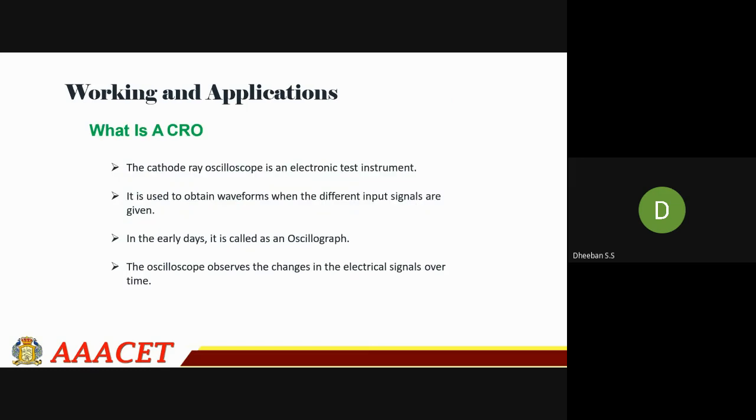So what is a CRO? We have to know. A CRO is an electronic test instrument. It is used to obtain waveforms when different input signals are given. The input signals need not be the same. Even for different amplitudes, different magnitudes and different phases, it is possible to find the waveforms. Generally it was also called an oscillograph in early days.